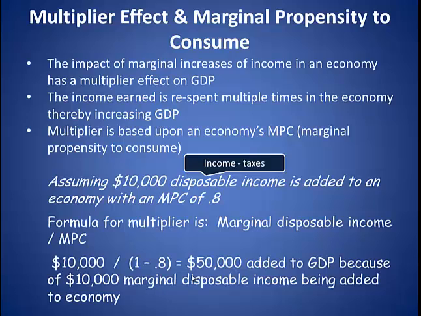So by $10,000 of marginal disposable income being added to the economy, based upon an MPC of 0.8, actually $50,000 is going to be added to GDP.